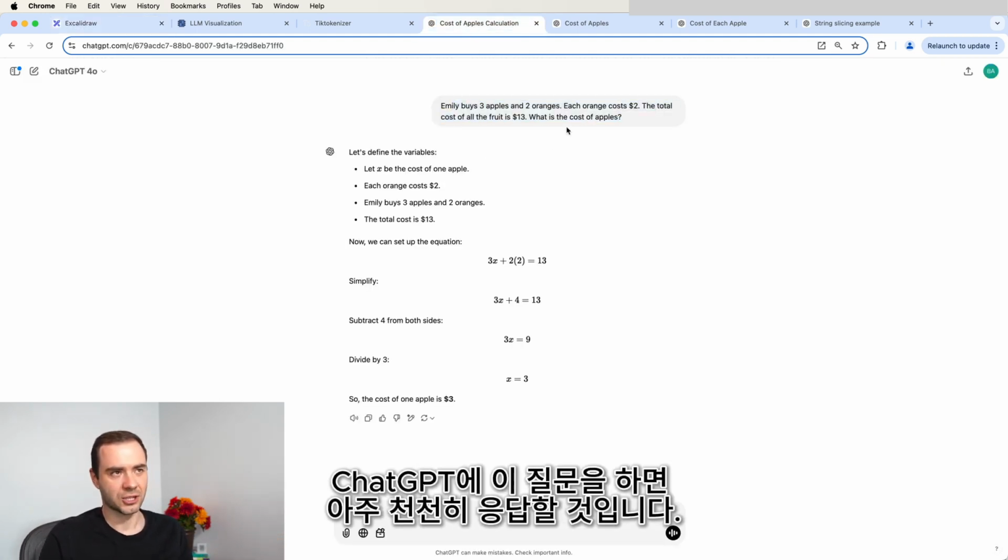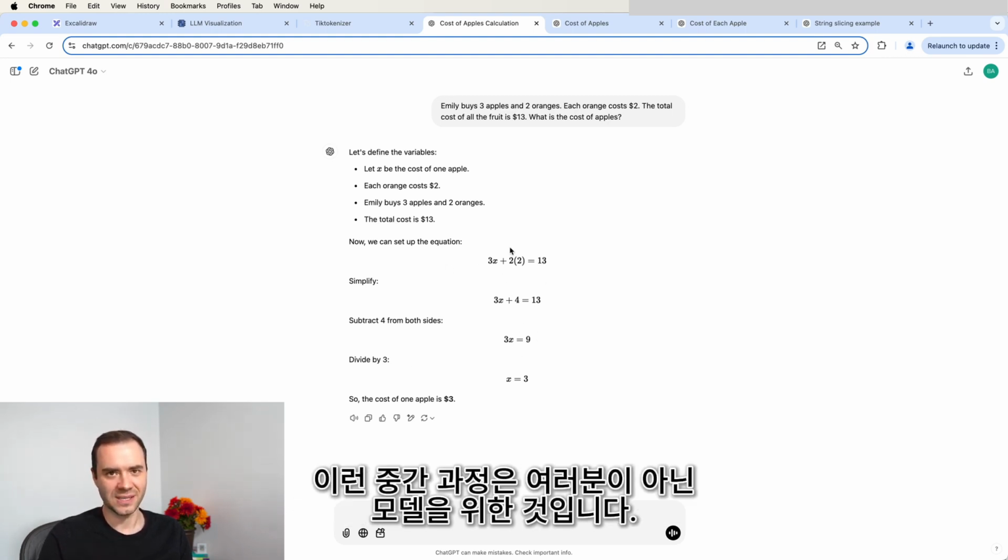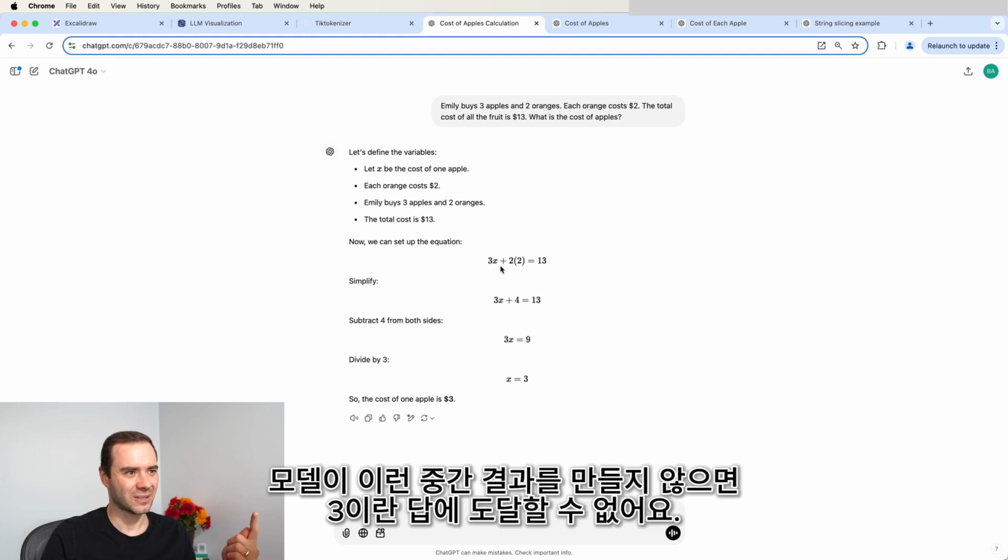So when I ask this question for ChatGPT, it's actually going to go very slowly. It's going to be like, okay, let's define our variables, set up the equation, and it's creating all these intermediate results. These are not for you. These are for the model. If the model is not creating these intermediate results for itself, it's not going to be able to reach 3.